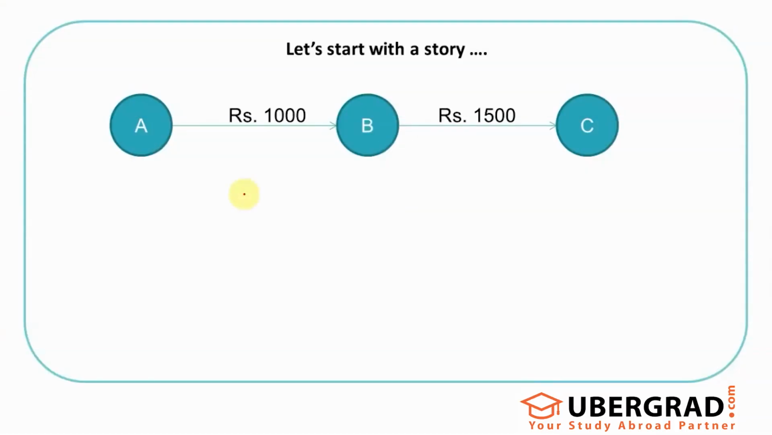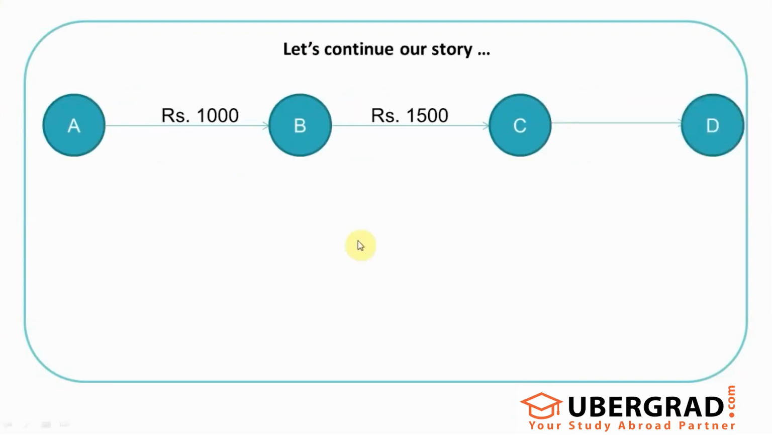So let's get with a small story, right? Let's continue with the story to understand one more concept. A sold the bike to B for 1000 rupees, B sold the bike to C for 1500. Let's say C owns a showroom.